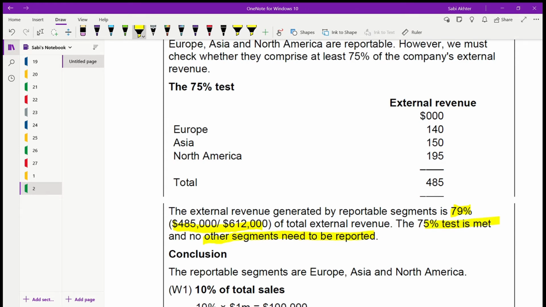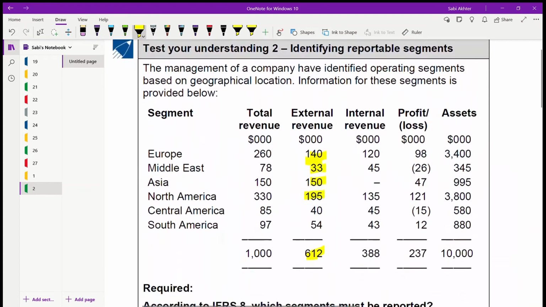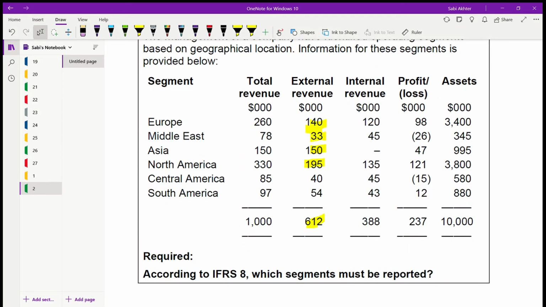Only these 3 segments need to be reported, because if one of the segments is not here, this will not come to 75%. You can try it out. How do you decide that only these 3 segments? Because if you see the external revenue, the highest is North America, then Asia, then Europe. The others are very small: Middle East, Central America, and South America.